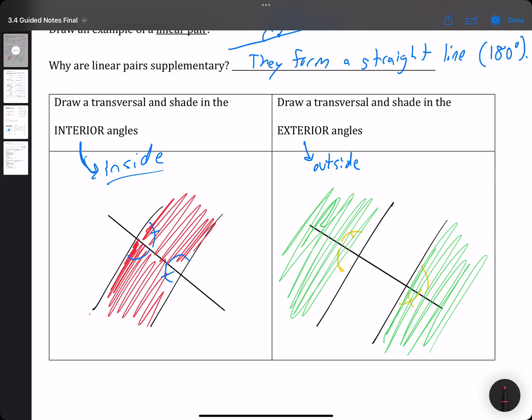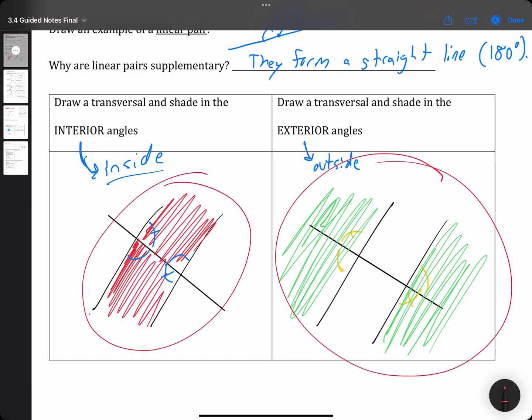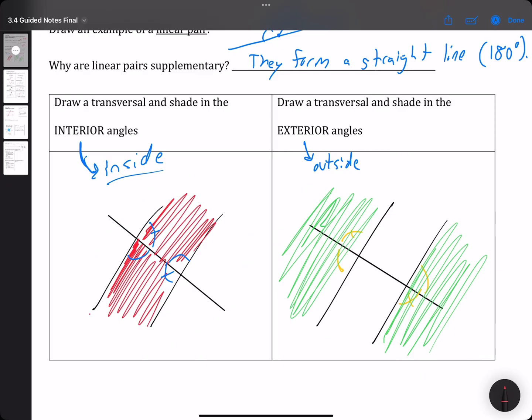And outside of those two lines, everything except for the inside is highlighted in green over on the right-hand side. That is the exterior. This is the interior. This is the exterior. So shade that in, and you can see the angles that are formed by that, which over on this side I put in blue, and over on this side I put in yellow. Those are the angles that are created that are interior angles and exterior angles, inside and outside.